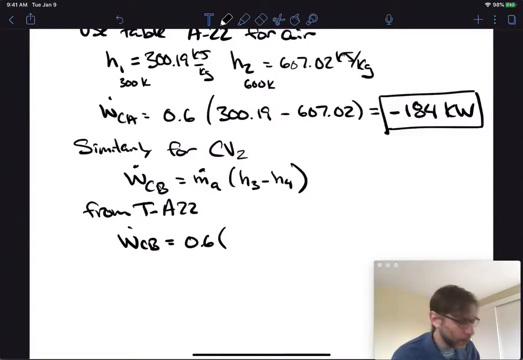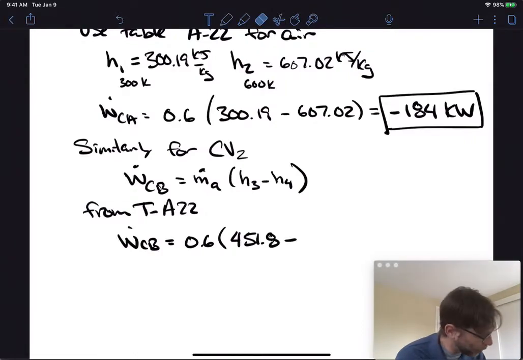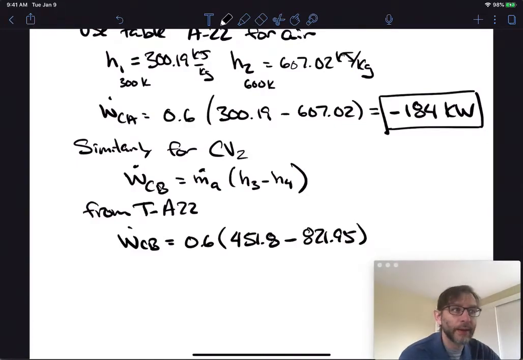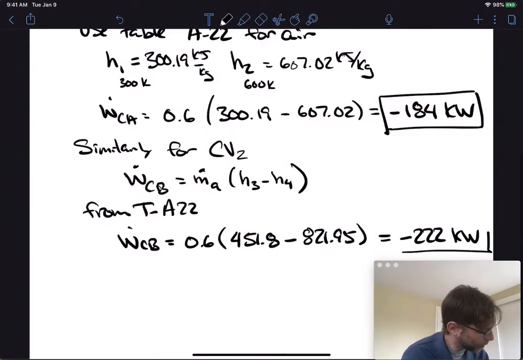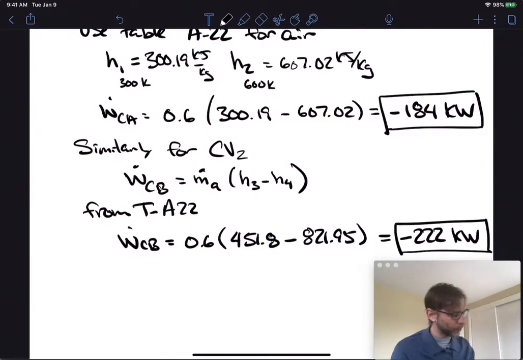And then we're going to go here. So this is going to be 451.8 minus 821.95. So those are the enthalpies. And this is going to yield negative 222 kilowatts. I'll put a box around that. Okay, and then we've done part A.